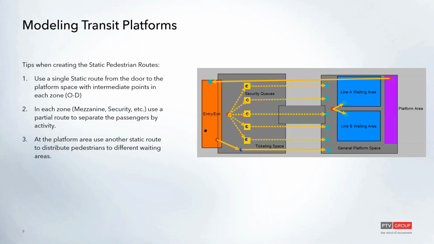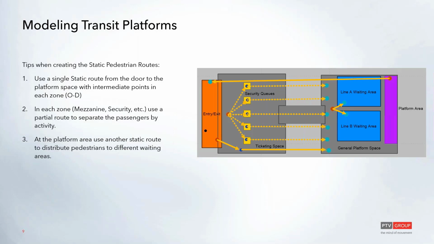At the platform area, you would navigate people to the general platform space, and then if you do have multiple waiting areas for different stops, then use a new static route to navigate people from the platform space, the larger area that represents the platform, to the individual waiting areas.